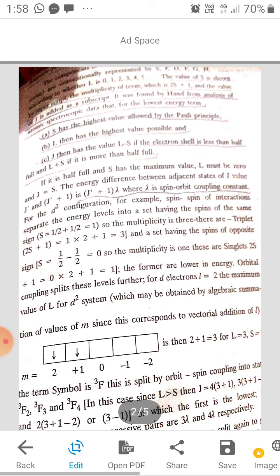Thus it is formed that the orbital energy splits into such type of L is equal to 2, that is 2, 1, 0, minus 1 and minus 2. These symbols are for when F is equal to 3 with its JJ coupling.